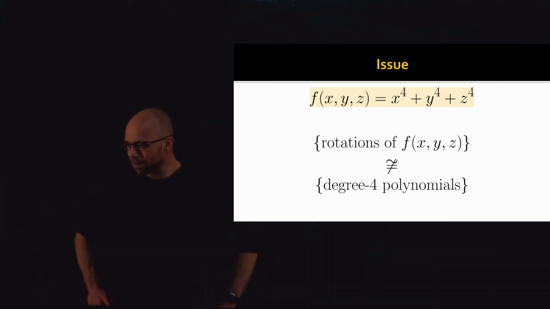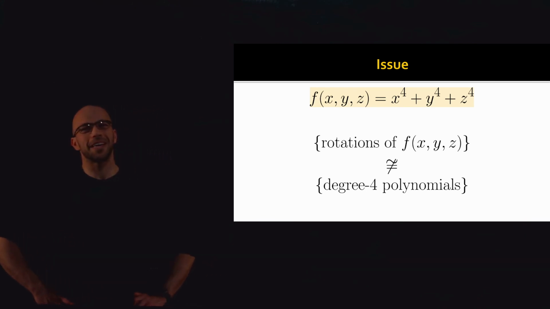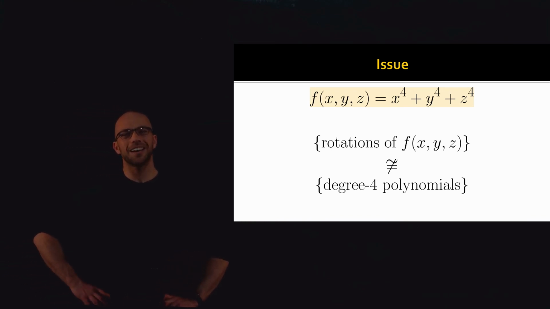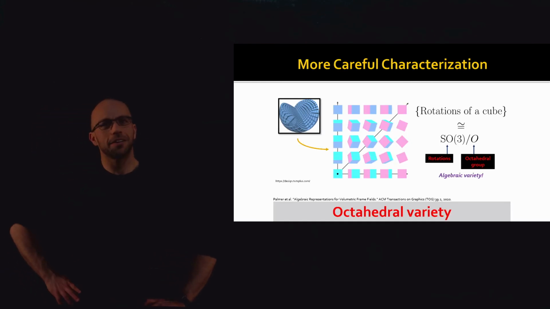So specifically, when we study these frame field problems, we don't care about all possible degree 4 homogeneous polynomials. We only care about those that we can get by rotating this canonical function. And those, it turns out, cut out a subset of R9 that's called the octahedral variety. And so that leads us to a more careful characterization.